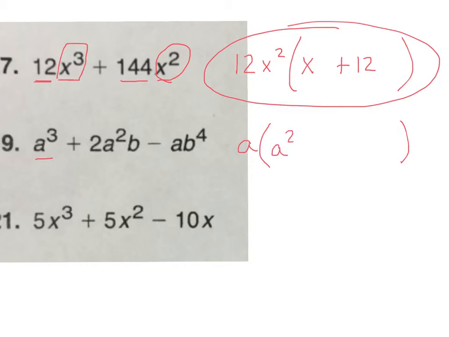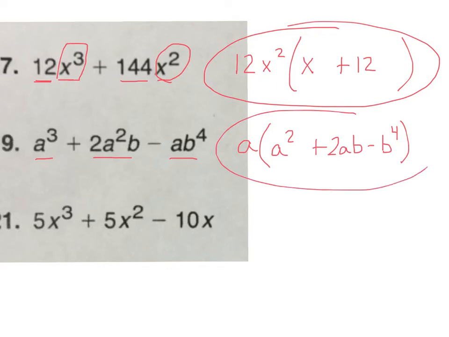A squared, good. And what does that leave me in this second term? 2ab. And what does that leave me in this last term? Minus b to the 4, like that. So that's your completely factored answer. Let's look at the last one.